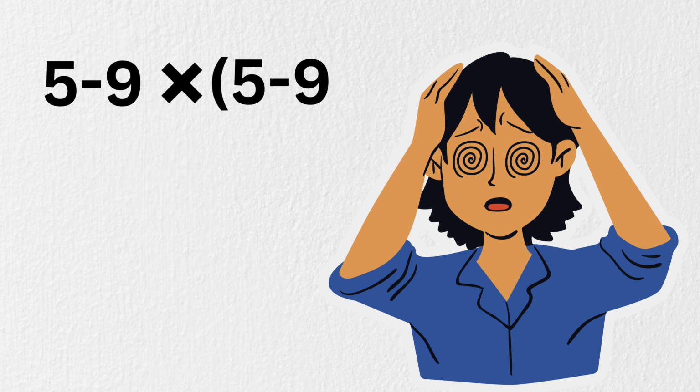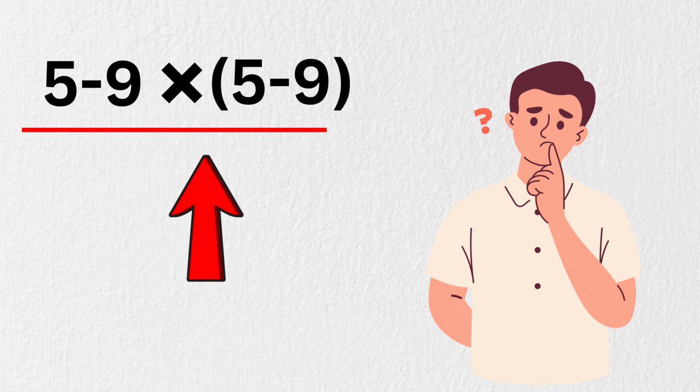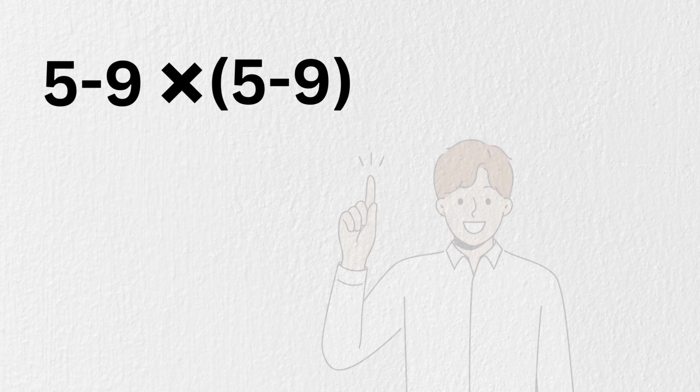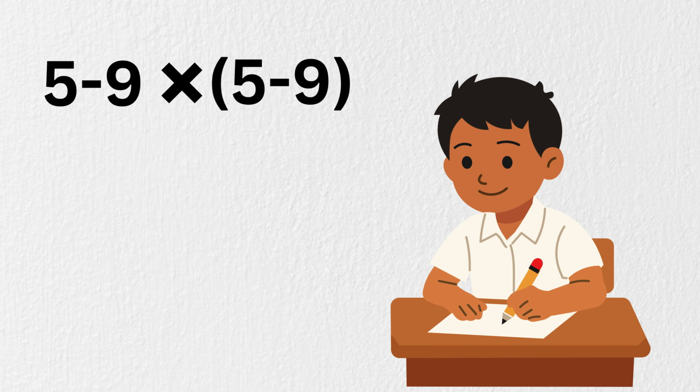Today, we're solving a tricky little expression. 5 minus 9 times 5 minus 9. Looks simple, right? But be careful, this is where most people get tripped up. Take a second, try it yourself, and then let's solve it together.